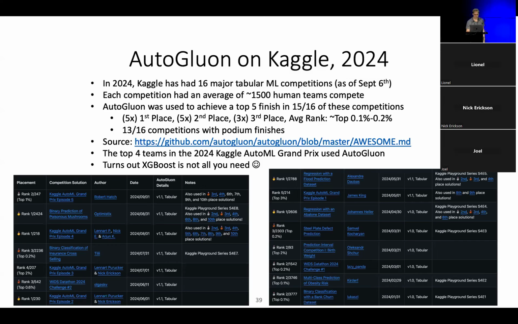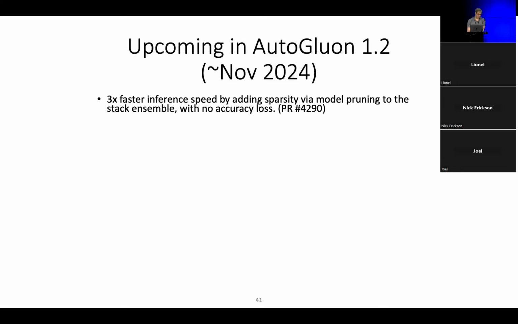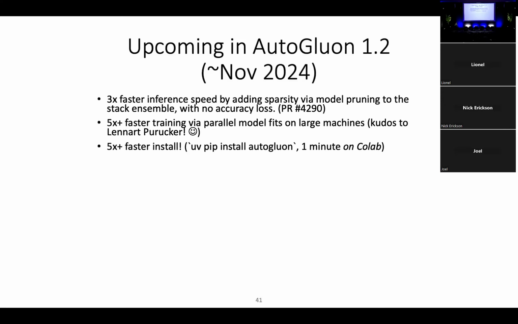And I think right before I do a mini Q&A, I'll do a couple of things as a sneak peek of what AutoGluon 1.2 is doing. So we're going to do 3 times faster inference speed, basically via model pruning of the stack ensemble, tons of stuff. 5 times faster training via parallel model fits on large machines, kudos to Lana Perker. 5 times faster install. If you haven't heard of UV, it's kind of like magic. It's pretty cool. It allows for 1-minute installs on Colab. Python 3.12 support. Bunch of cool stuff.